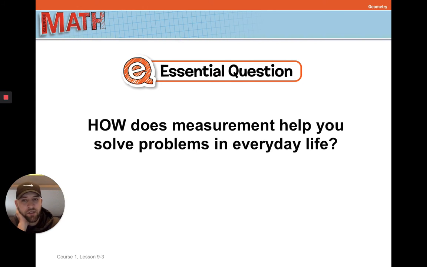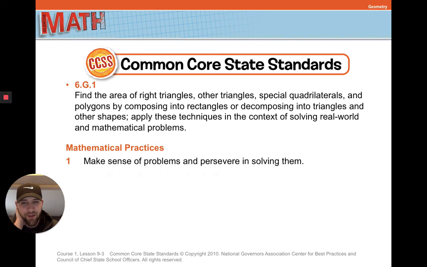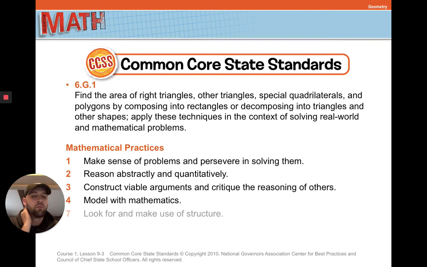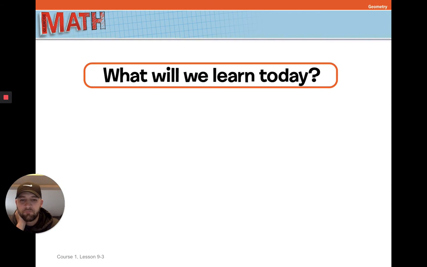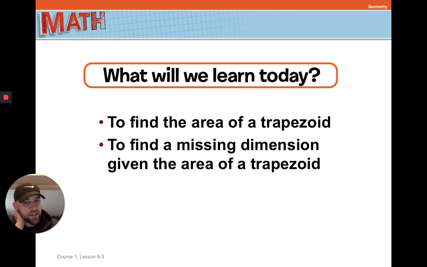Let's get talking about our stuff today, though. Our essential question is, how does measurement help you solve problems in everyday life? We're going to be figuring that out. Our Common Core state standard has not changed. Mathematical practices have not changed from the previous lessons either. Today we're going to find the area of a trapezoid. We're also going to be able to find a missing dimension given the area of a trapezoid. It's kind of the same concept, the same process as area of a parallelogram and area of a triangle.